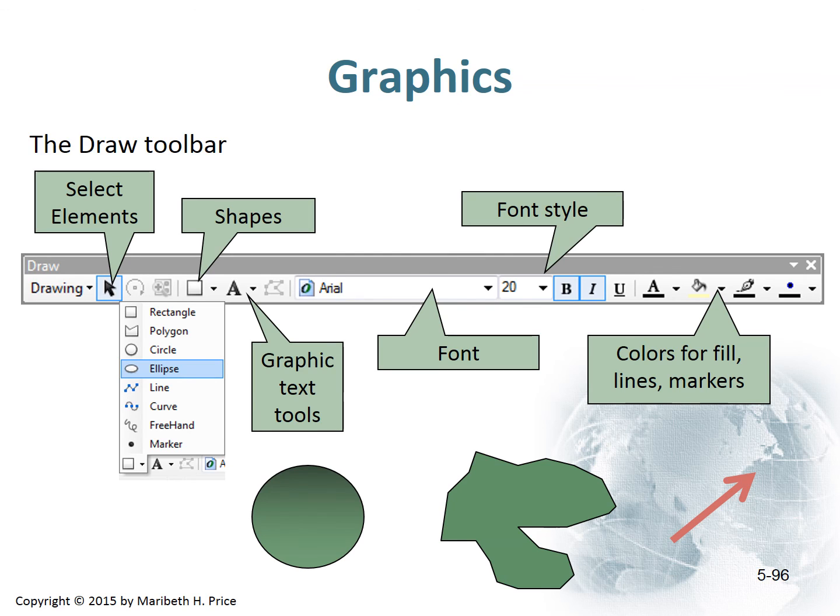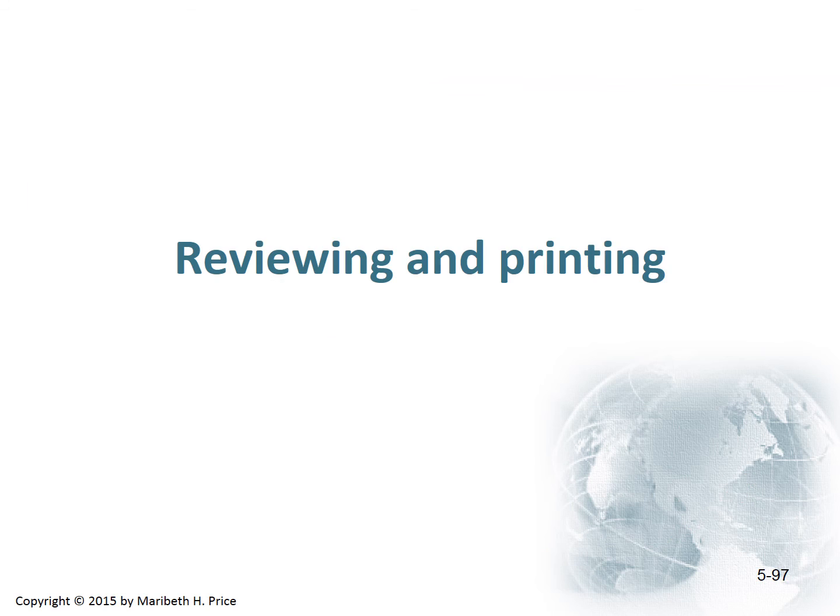From graphics, you can add things like ellipses and circles and polygons and rectangles and various shapes, as well as text. You can adjust the font style, and there's all kinds of fill options as well. All those were from the Draw toolbar.